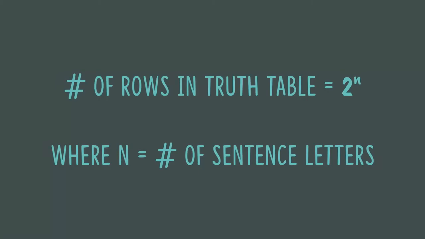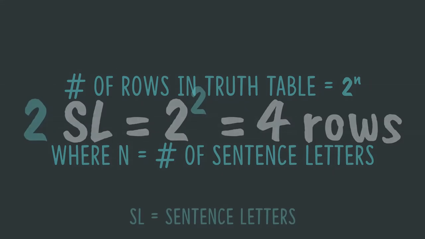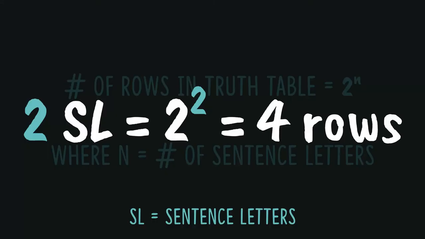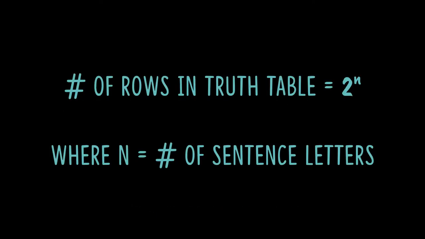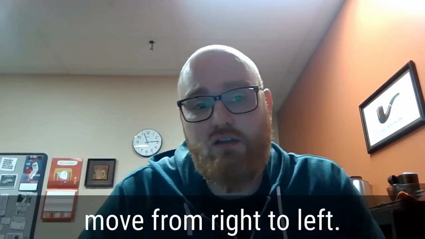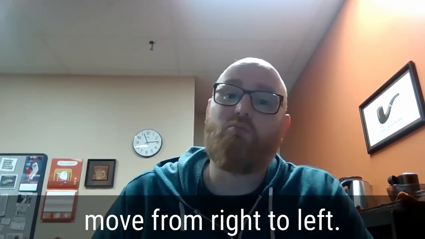To find the number of lines needed to complete a truth table, all you need to do is count up the number of sentence letters. We'll say that that is n, and then take 2 to the nth power. That'll give you the number of rows. So if there are 2 sentence letters, 2 to the second power is 4. If there are 3 sentence letters, 2 to the third power is 8, and so on. And then we need a method for filling out the true false values. So for the reference columns, we start from the right and we move to the left.